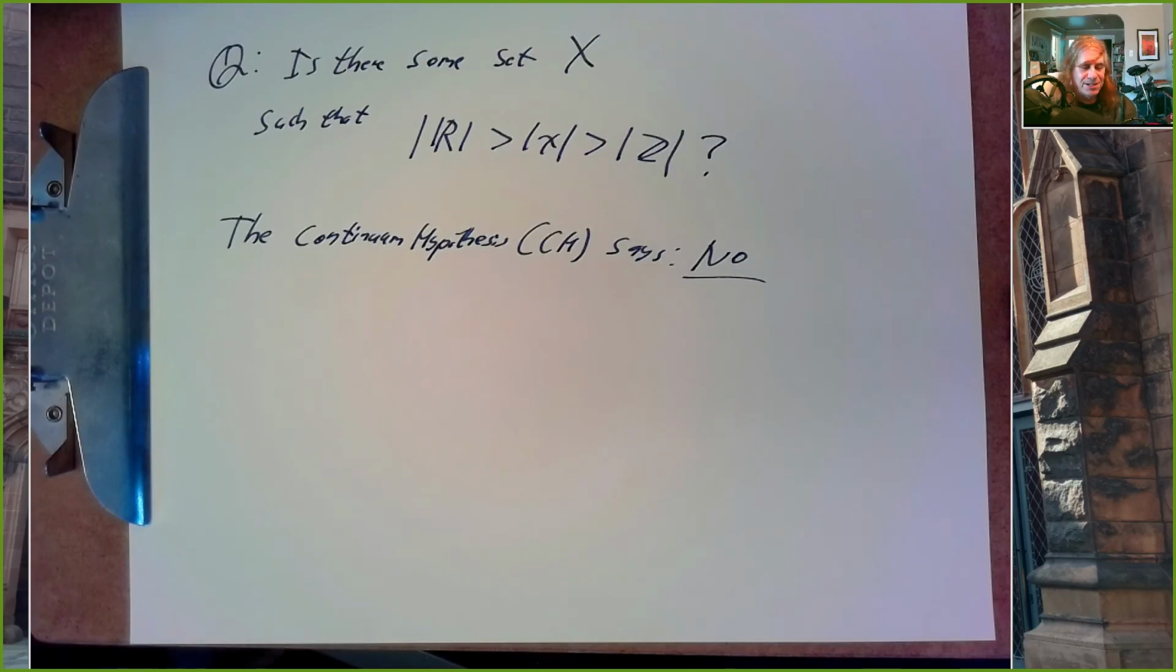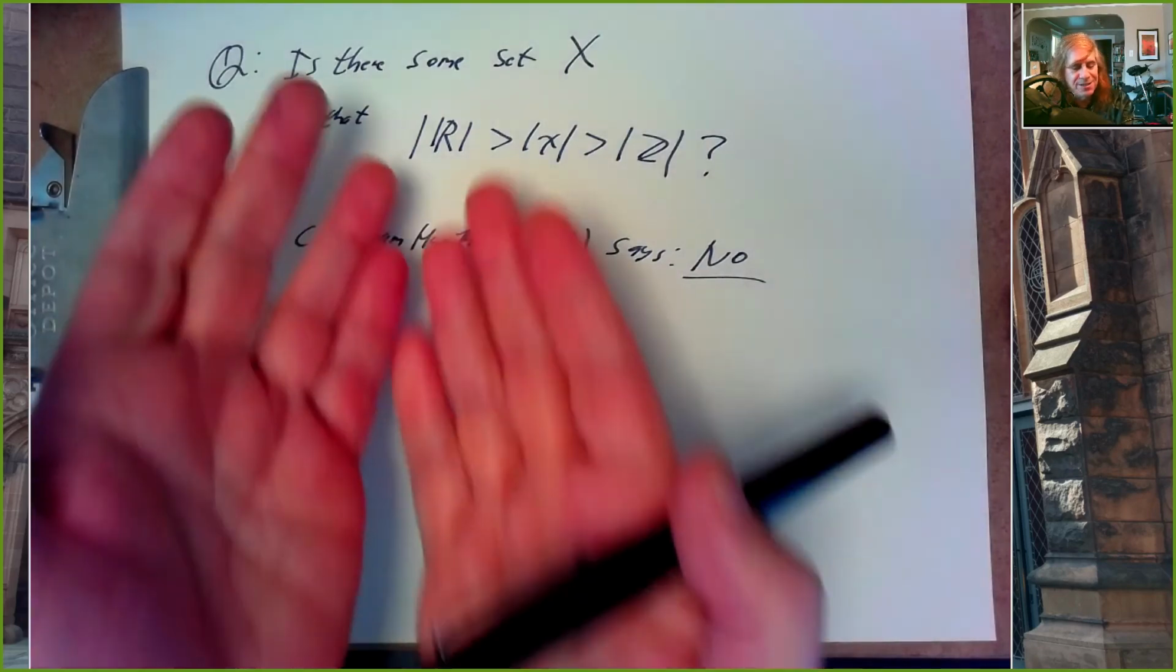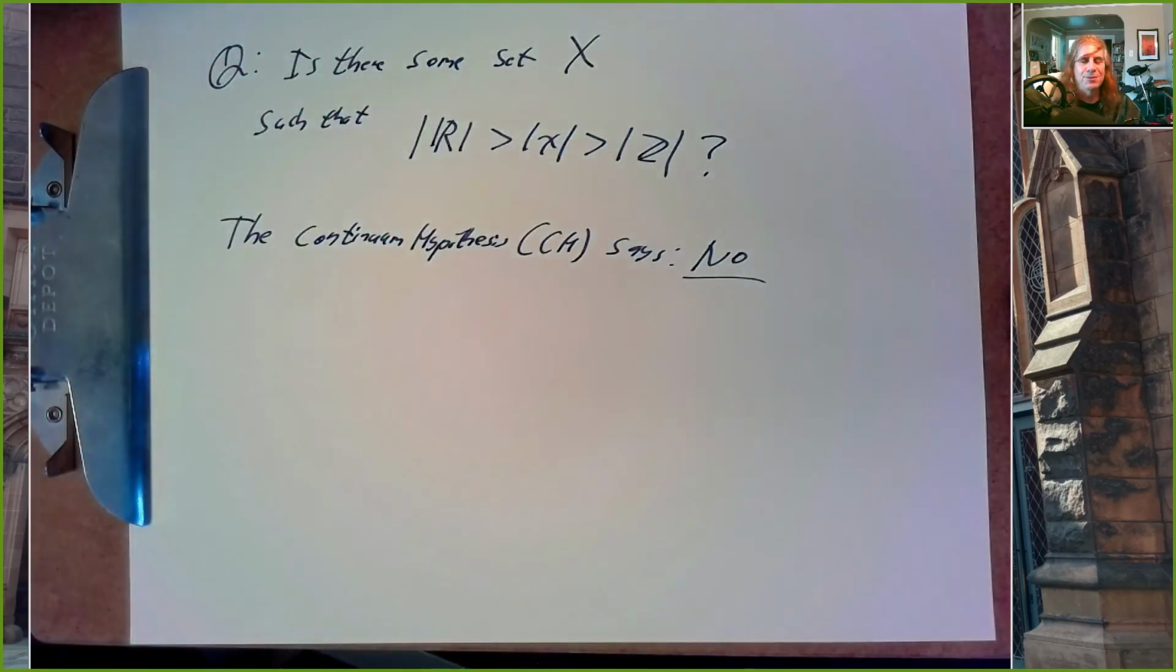Aleph 1 is the smallest set with cardinality bigger than Z. So this basically says, is the cardinality of the reals equal to Aleph 1? Or is there some smaller set that's equal to Aleph 1? So it's a hard question to even sort of imagine how to go about trying to answer it.